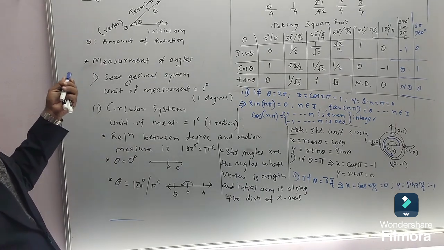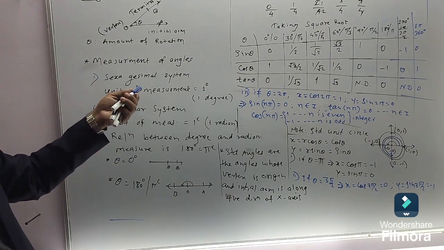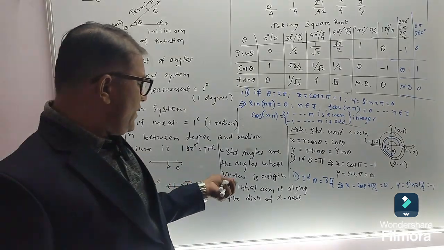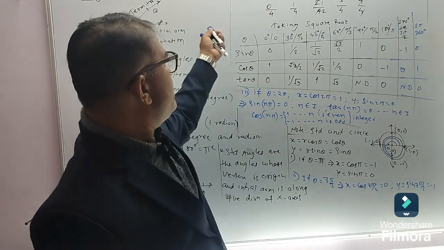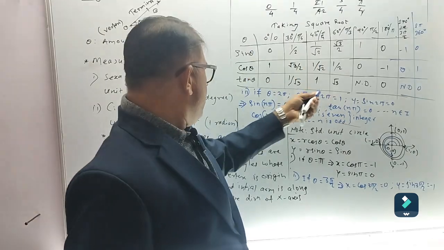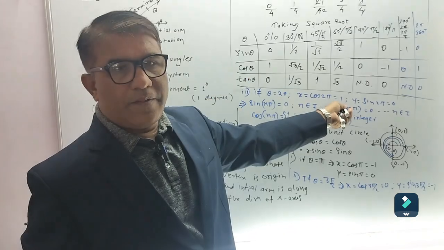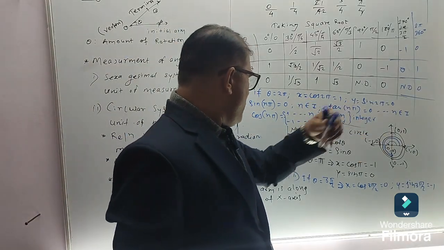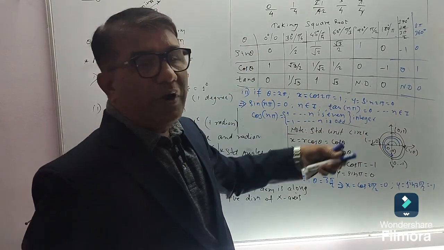Now I am going to rub out all these things. Circular system, sexagesimal system, degree measure, radian measure, relation, zero angles, straight angles, standard angles. How to remember the table, and generalize the results: sin n pi, cos n pi, tan n pi. Yes, how we found all these things.